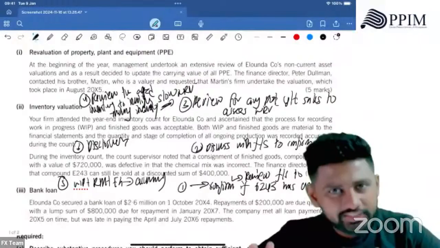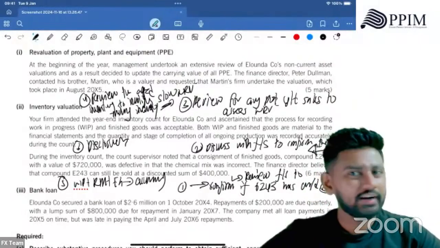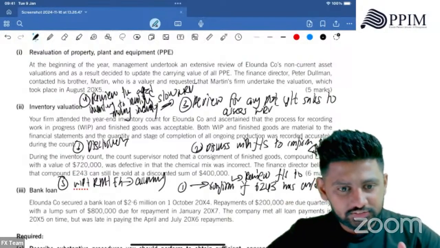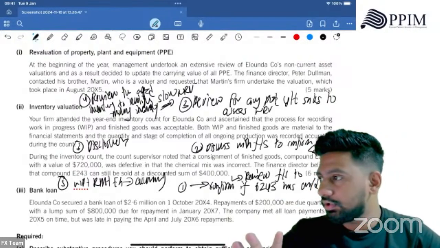Let's keep it very simple, right? Let's not try to write too much. Just make sure what is asked, we are responding. Clear?